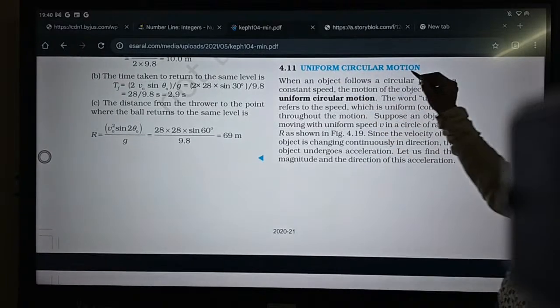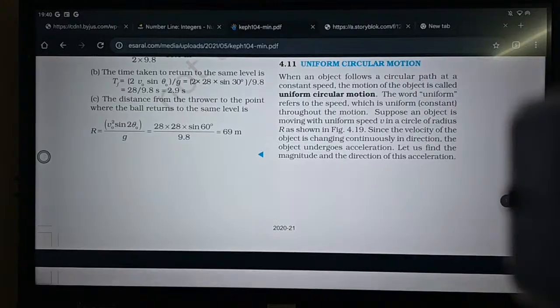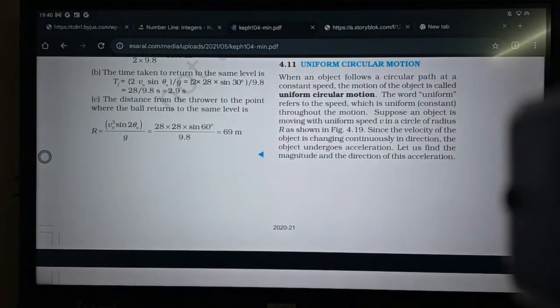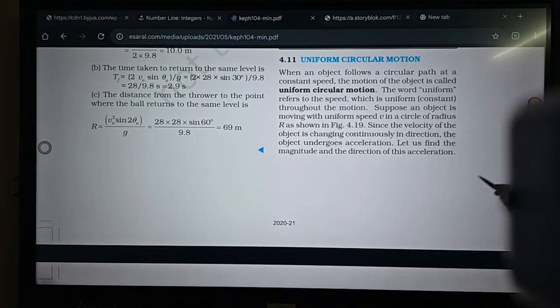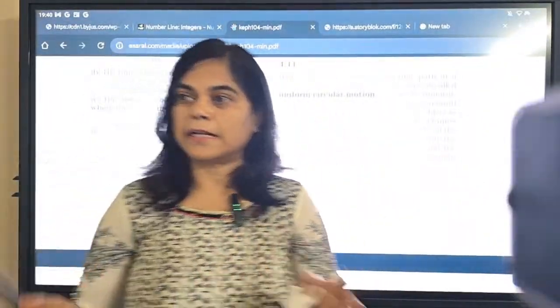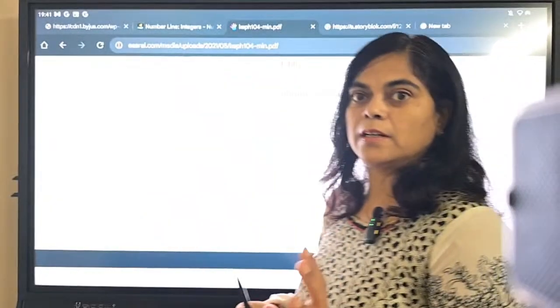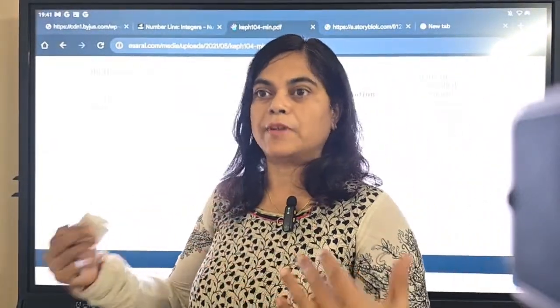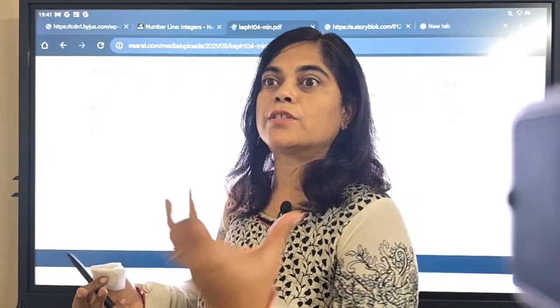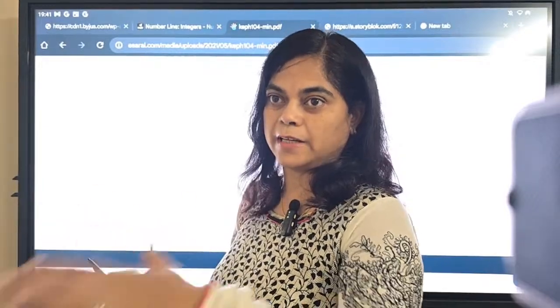Topic is uniform circular motion. So far we saw how the motion of a particle in a plane. You got a clear idea about how the particle is moved in a plane, right? Plane means what? A 2D, two-dimensional frame of reference. Your observation should be from the 2D point of view. It's in a plane.